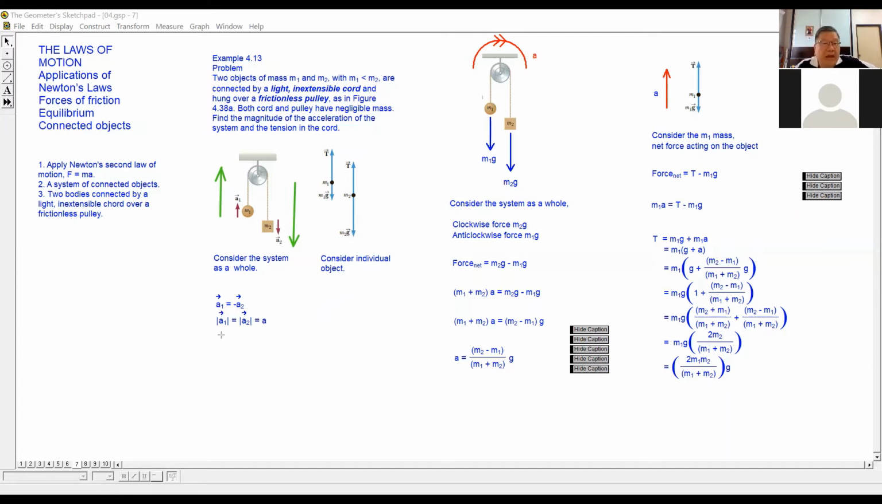Or we can say that the magnitude of a1 equals the magnitude of a2 and equals a. Right? So in other words, the whole system is rotating clockwise with an acceleration of a. We don't talk about the direction. We just talk about the size of the acceleration. The size of the acceleration is a. But if you want to look at the individual accelerations, you have to call them a1, a2. The reason is because the direction is different.